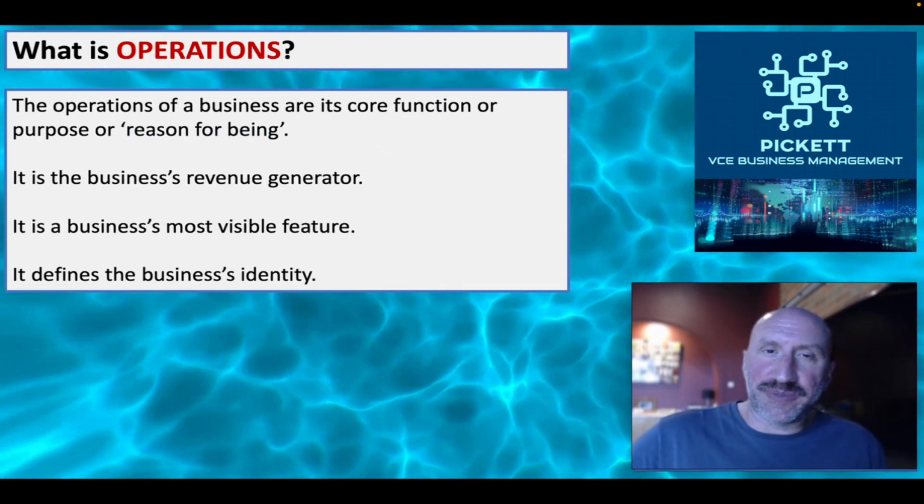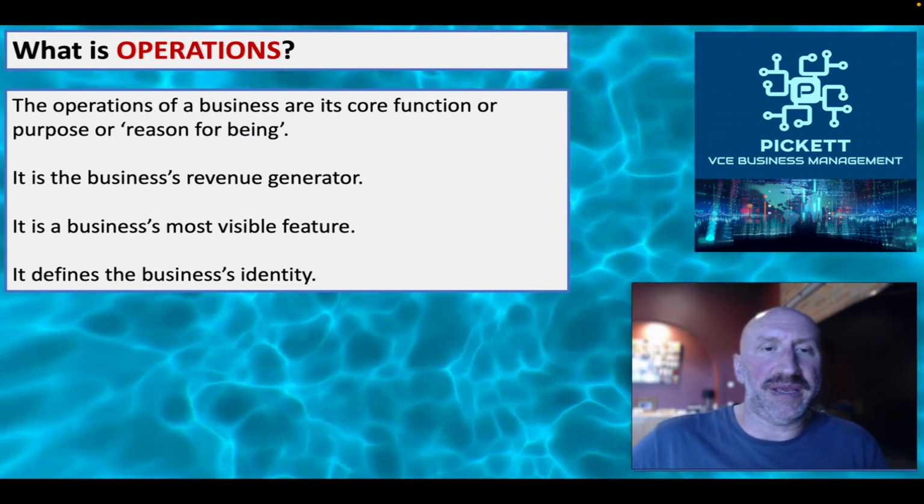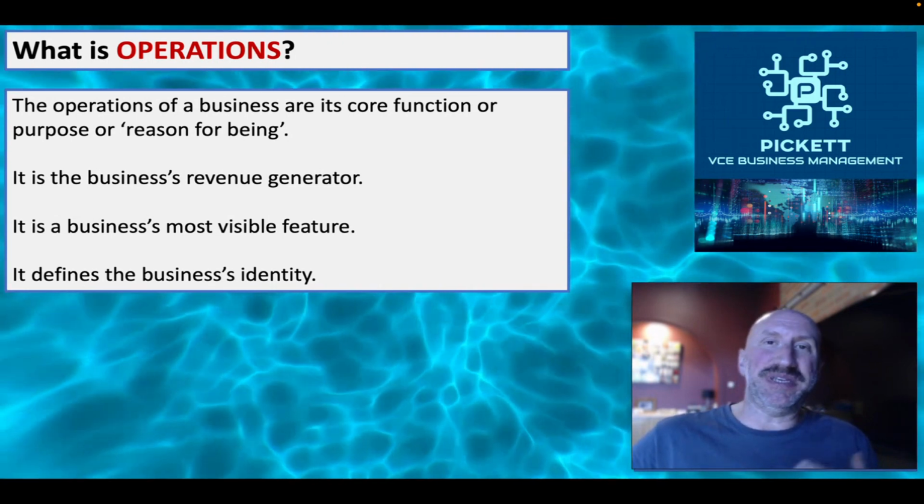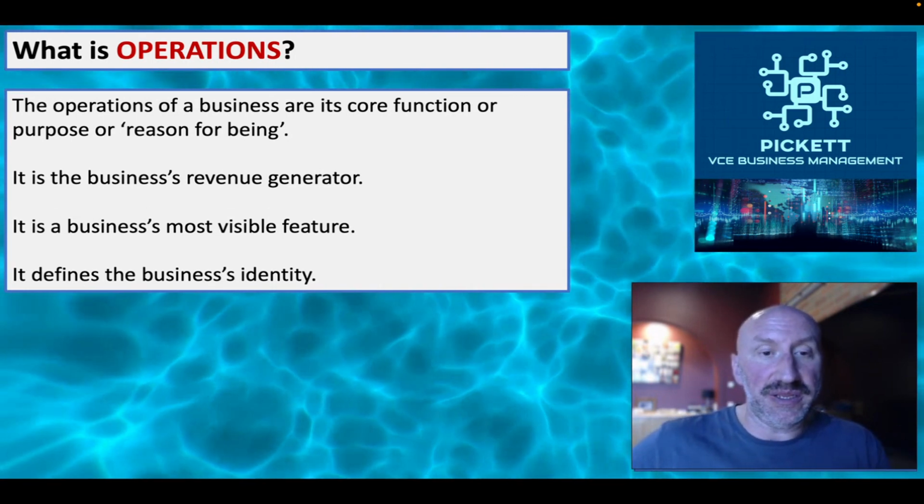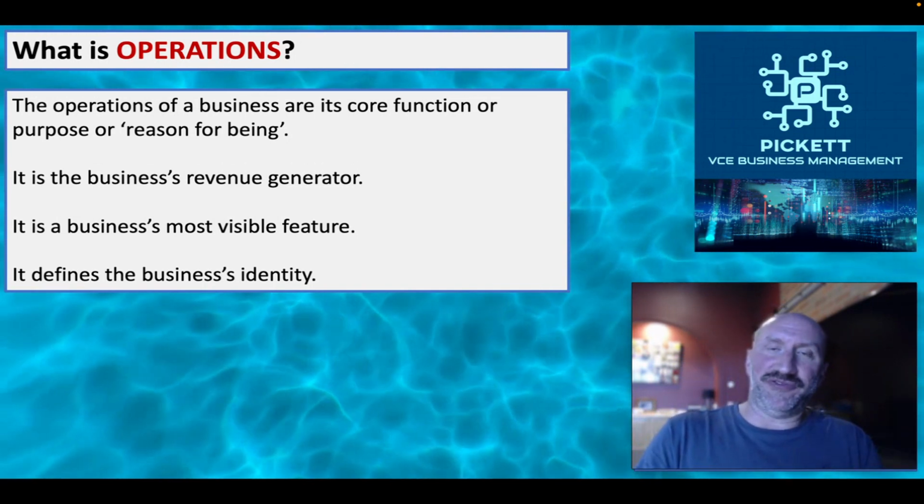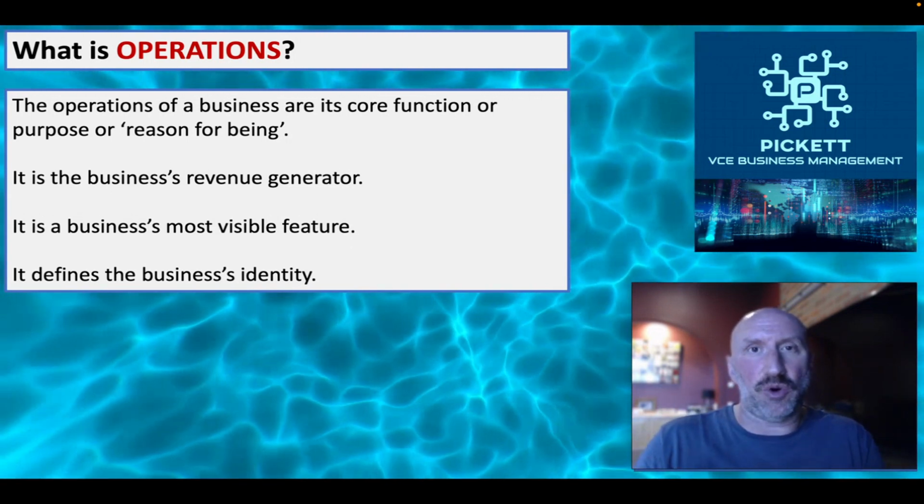So the operation of the business: its core function, its purpose, its reason for being. Okay, it's the part of the business that generates the revenue. It's the business's most visible feature. It defines the business's identity. That's why I said before, it's the most critical part of the business. It's kind of what the business is all about.